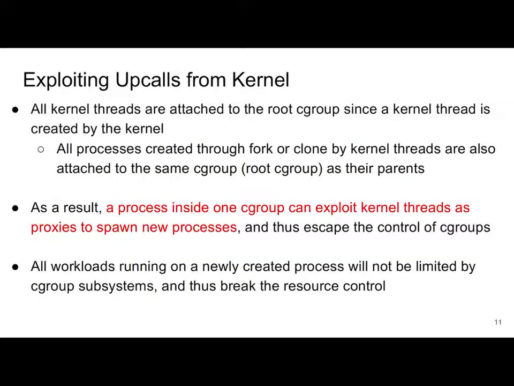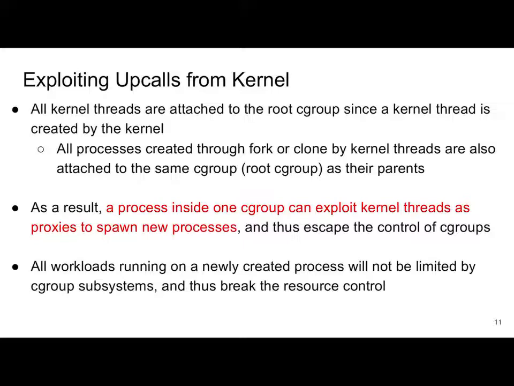Let's briefly look at the exploiting upcalls from kernel strategy. All kernel threads are attached to the root C group since a kernel thread is created by the kernel. All processes created through fork or clone by kernel threads are also attached to the same C group, the root C group, as their parents.